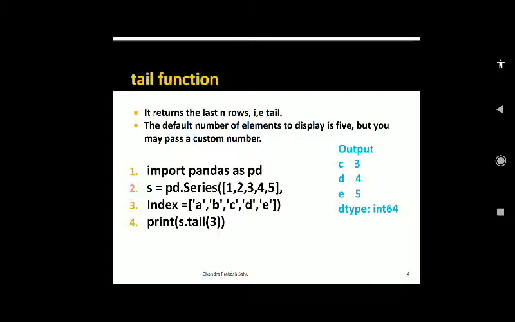Again, here the second and third line is actually the continuation of the second line. It is not a different line. So this program has only 3 lines. In the last line, the function tail has been called over the series, s dot tail, and inside the tail function number 3 has been passed. So last 3 rows of this series, that means the values 3 4 5 and indexes C D E will be displayed.